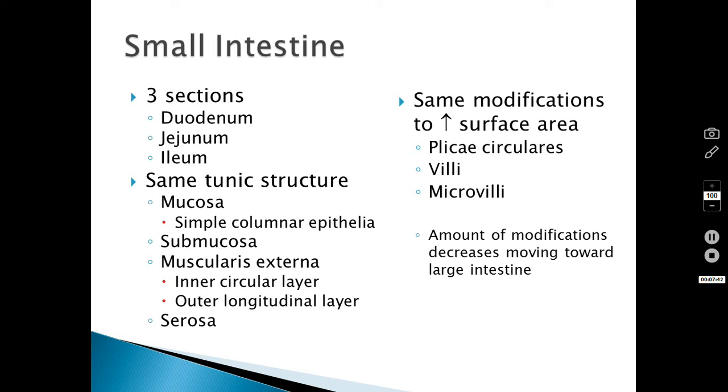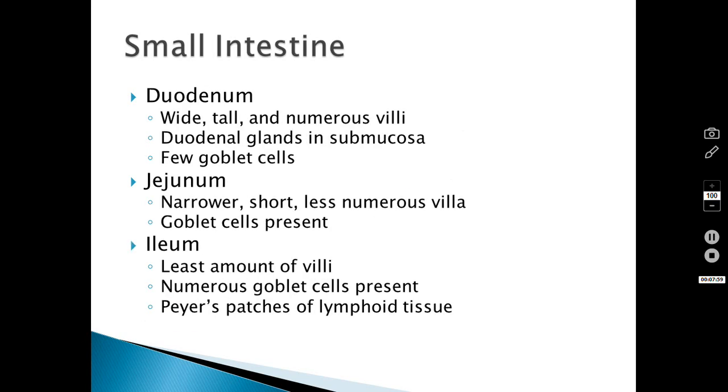So the amount of these surface area modifications decreases as we move towards the large intestine. So the duodenum, the first section of the small intestine, is going to have the most amount of villi, and the ileum will have the least amount of villi. And you'll see that when we look at the histology tissue sections.